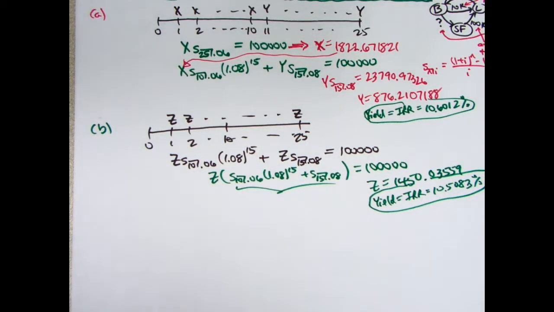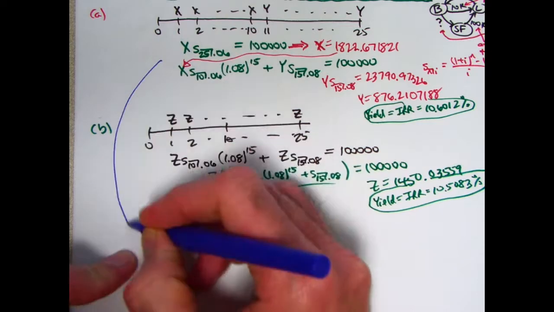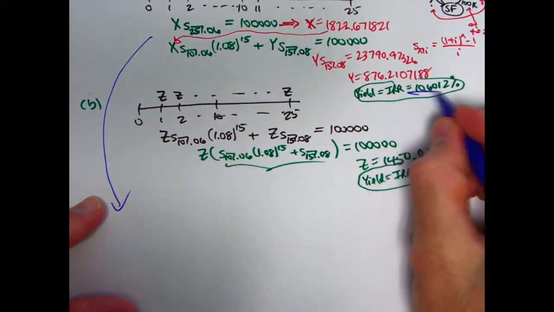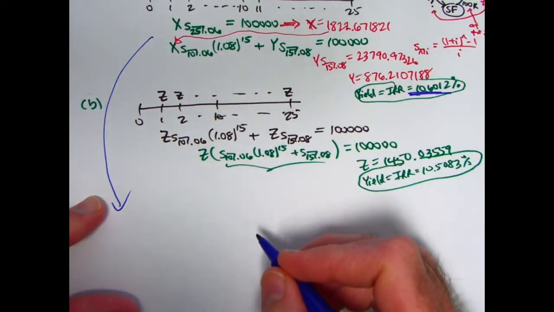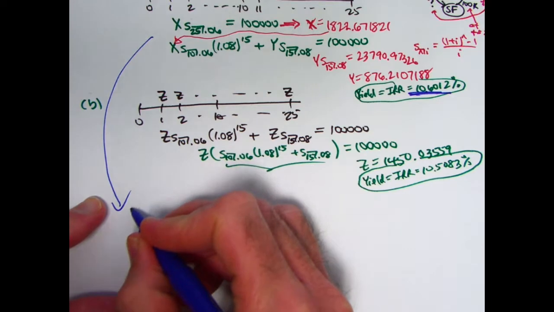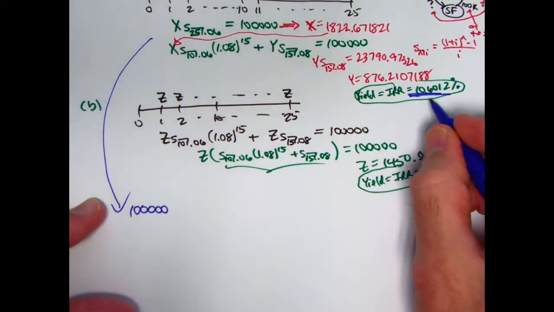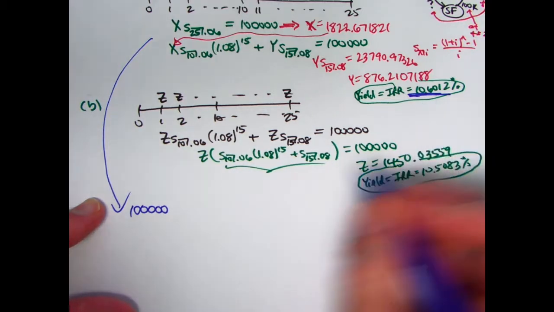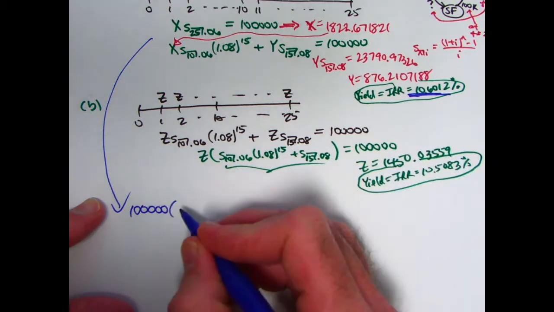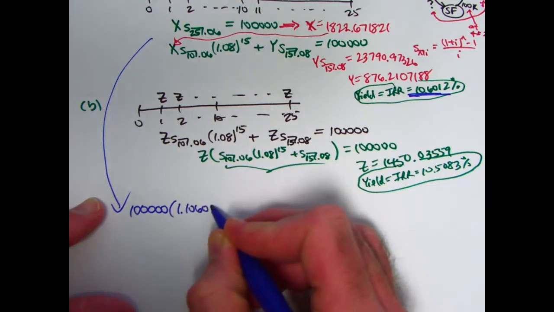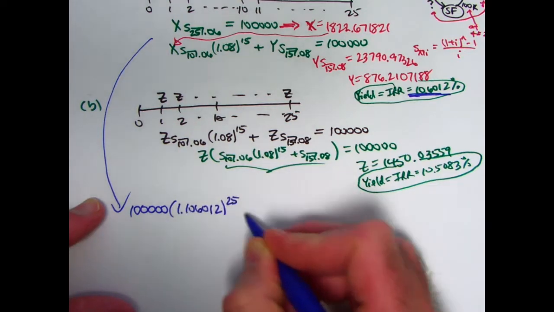Say we take part A, and we'd like to think about this in terms of investing. Investing at the yield rate, 10.6012. That 100,000 loan, if we imagine investing at that rate for 25 years, what will it accumulate to? It'll accumulate to 100,000 times 1.106012 to the 25th power.